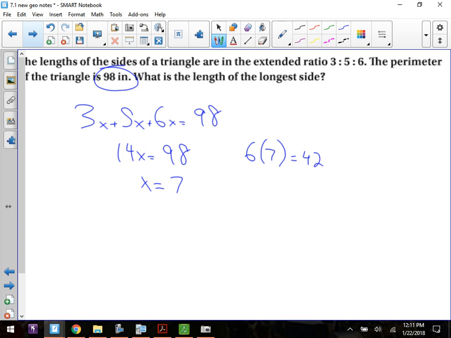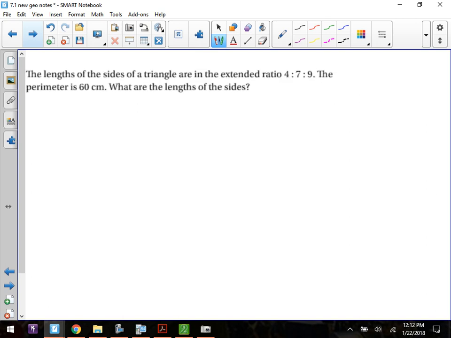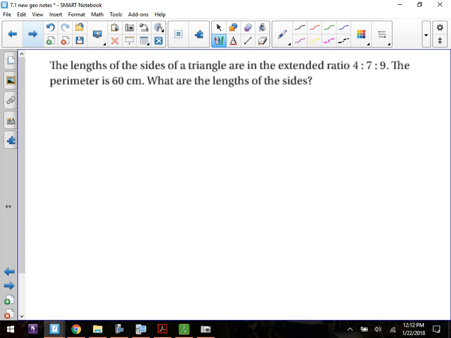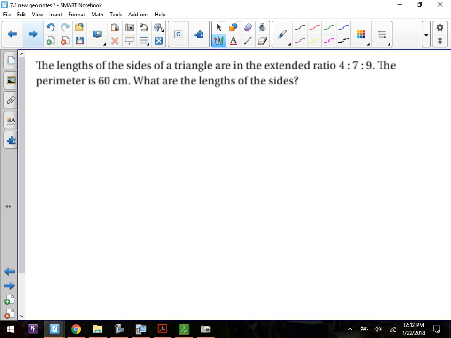Again, it's not that it's going to be difficult. It's just don't make a dumb mistake and forget to read something correctly. Okay? One more. Like I said, this is pretty easy stuff. You see that? It's 4, 7, and 9 is what it says. 4, 7, and 9 with a perimeter of 60.